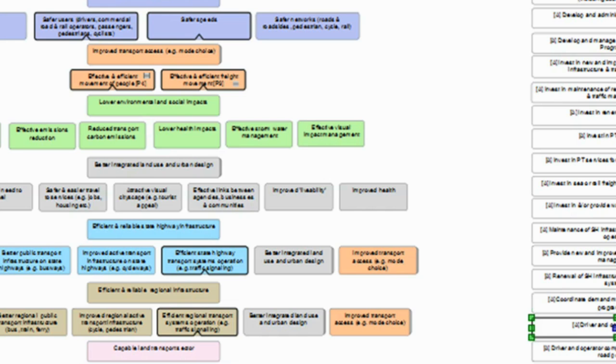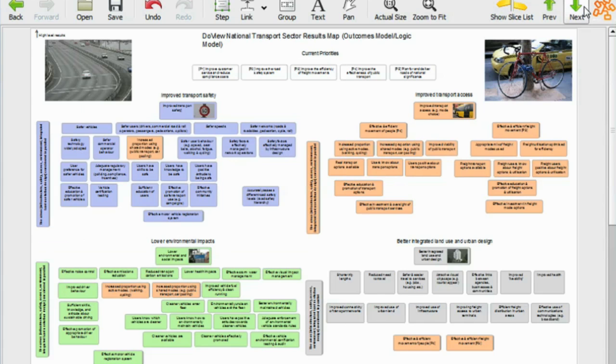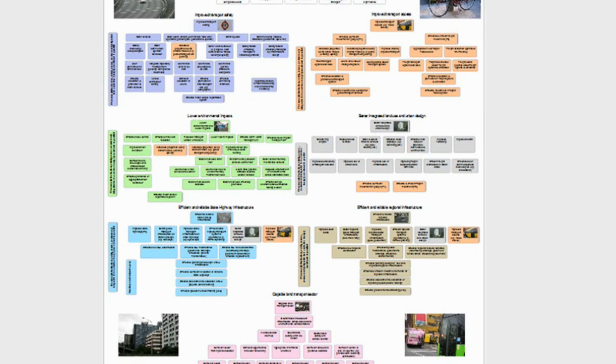This last model I want to show you is a poster version of the transport system model. And as you can see, this is designed to print out on paper, and it could be put on a wall for organizational staff to look at the outcomes which are being achieved by this particular organization.